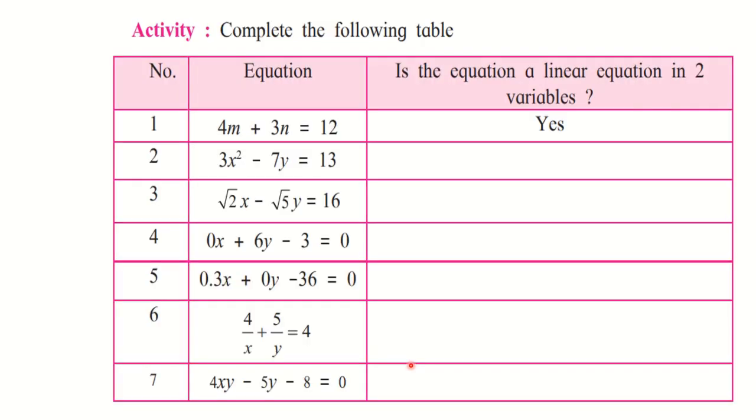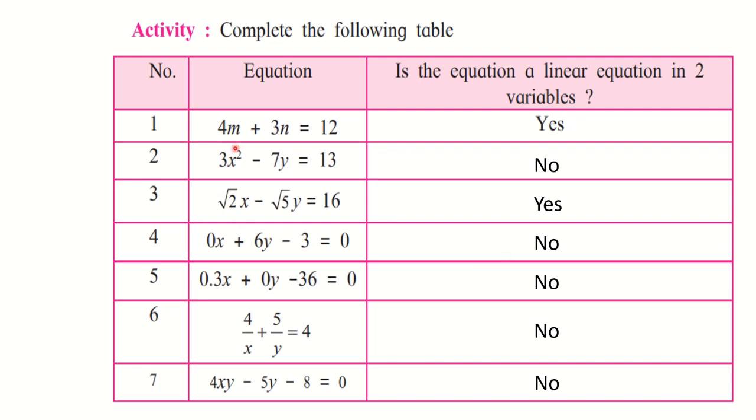Afterwards, we have seen the meaning of the word simultaneous linear equations. And before that, we completed this activity from the textbook. We have discussed it in detail in the previous lecture. In this activity, we determined which of the given equations are linear equations in two variables and which are not. For that purpose, we took the help of the general form of the equation, that is ax plus by is equal to c.